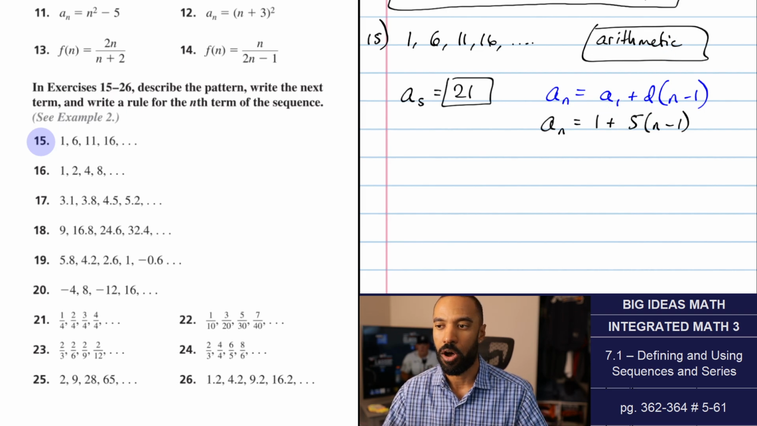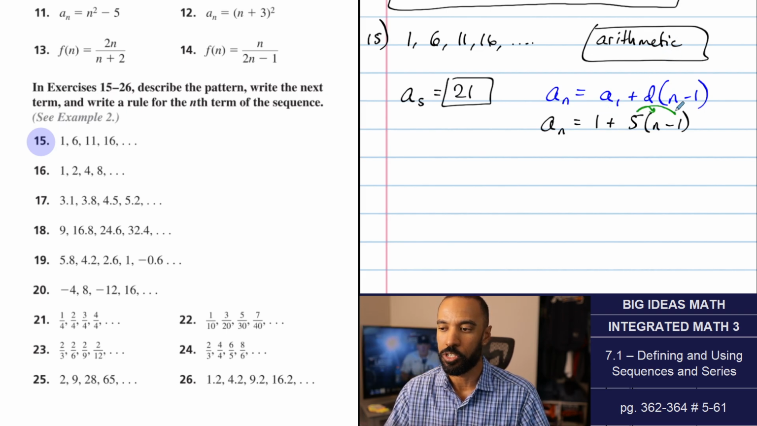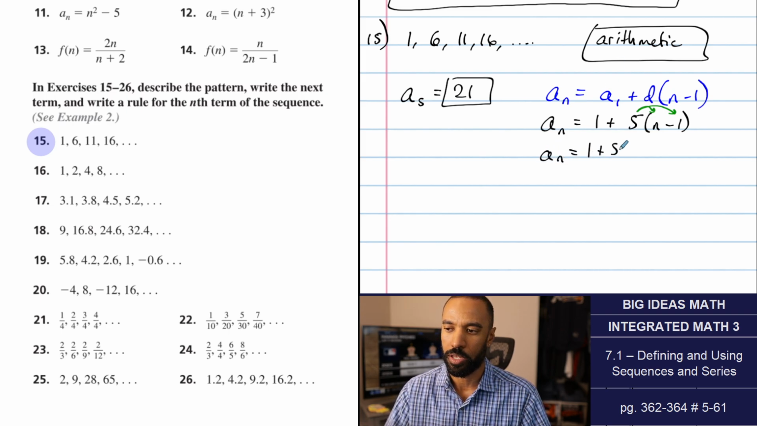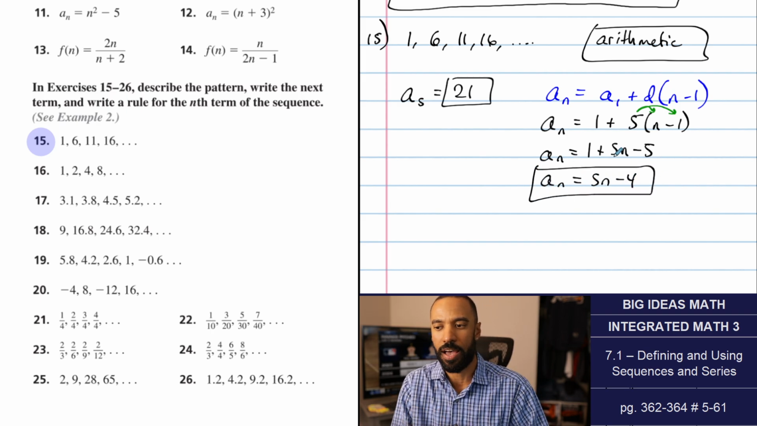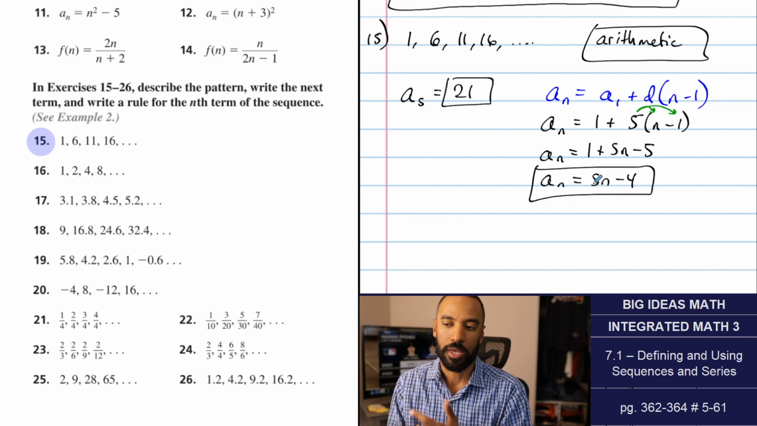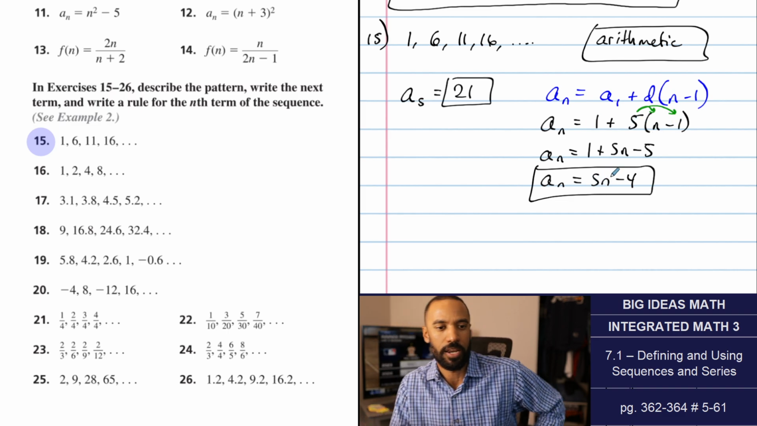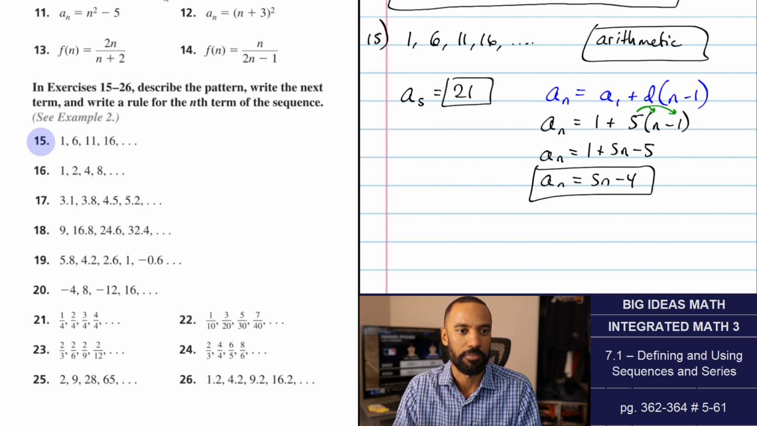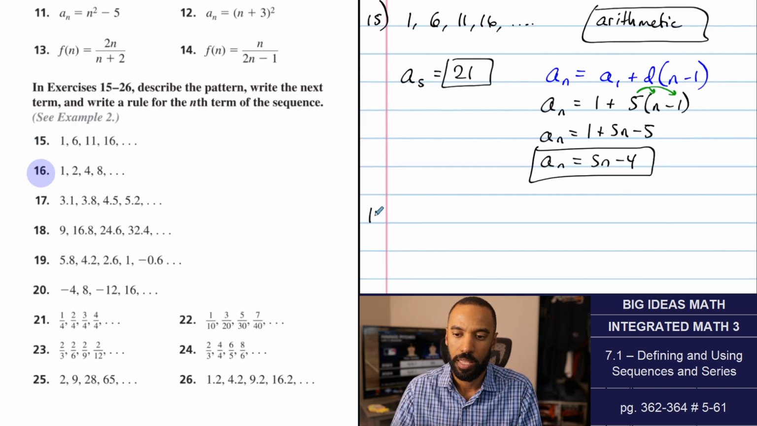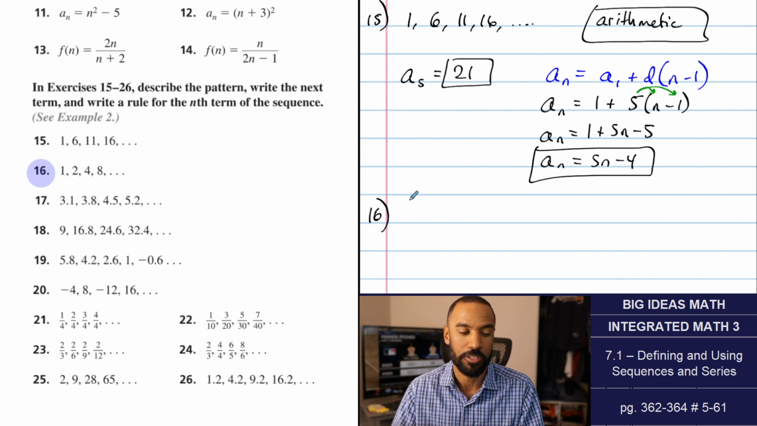But what I've seen them all have previously were simplified versions. So if I distribute 5 into here, I get a sub n equals 1 plus 5n minus 5, or a sub n equals 5n minus 4. That's a rule for this, so I can substitute values in. Again, I could have done it before, but this is more simplified. And that is number 15. They might have mentioned arithmetic sequence if they're saying see example 2, but I don't know if all of them are arithmetic or geometric. We'll find out shortly. They could be quadratic or something like that, obviously, right?